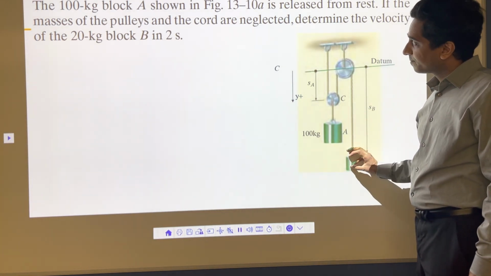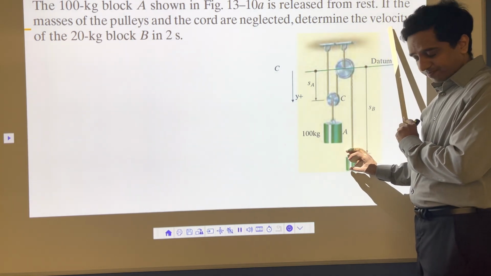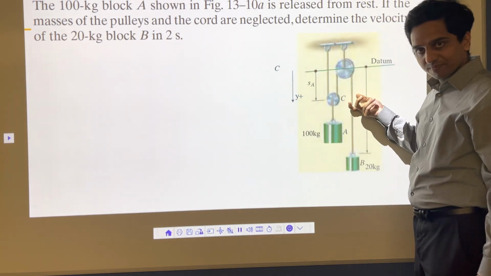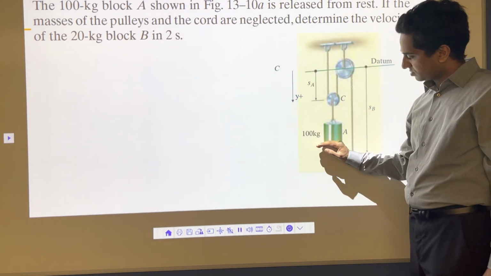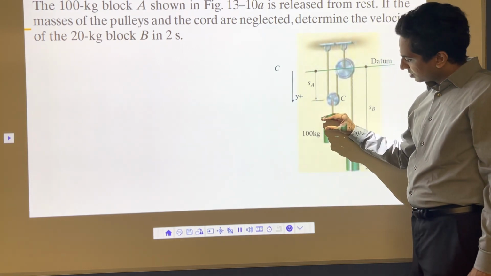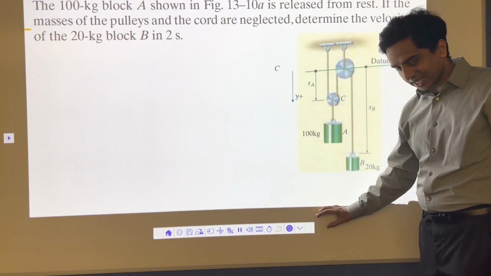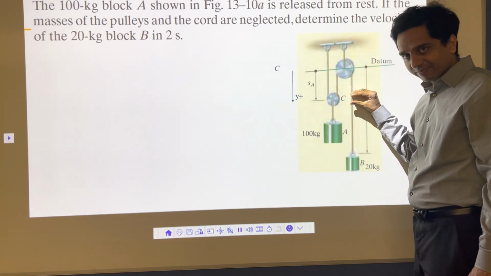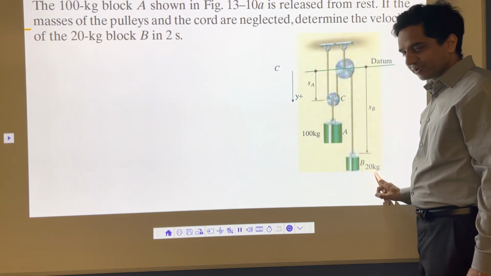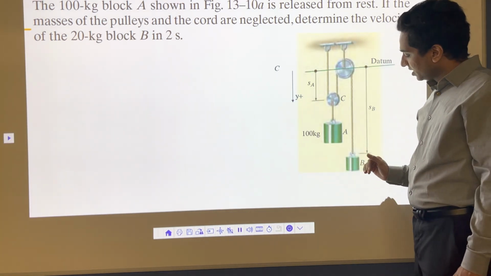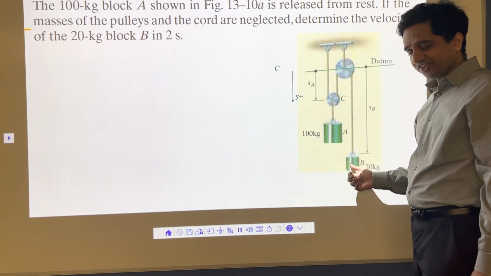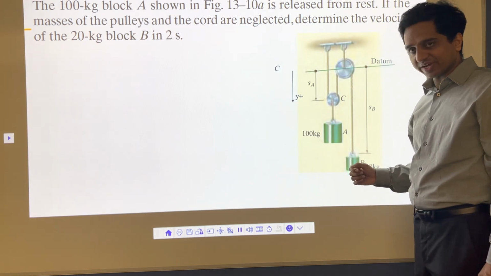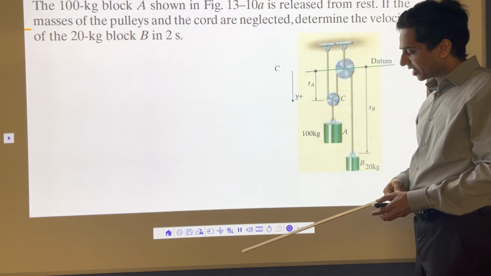I want to find out what is the velocity of block B at the 2-second mark when it goes up. So initially t is equal to 0. Take out the support, it starts coming down: 0, 1 second, 2 second, 3 second. At the 2-second mark, what is the velocity of block B, which is 20 kilogram? That's the problem. If somehow we can find out the acceleration of B, we should be able to find out the velocity. So the problem is to find the acceleration.